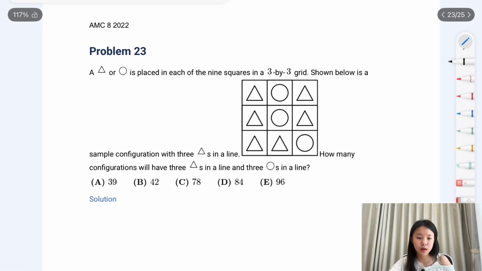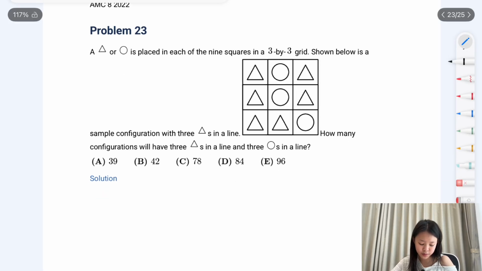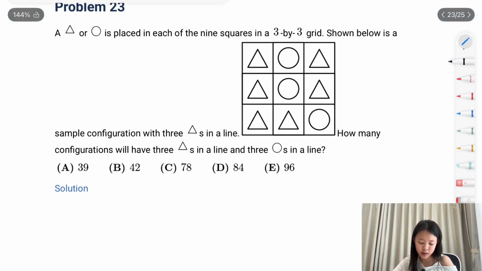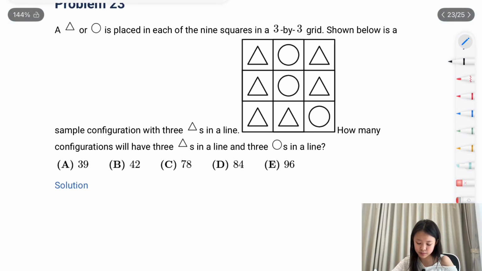Problem 23. A triangle or a square is placed in each of the 9 squares in a 3 by 3 grid. Shown below is a sample configuration with 3 triangles in a line. How many configurations will have 3 triangles in a line and 3 squares in a line?